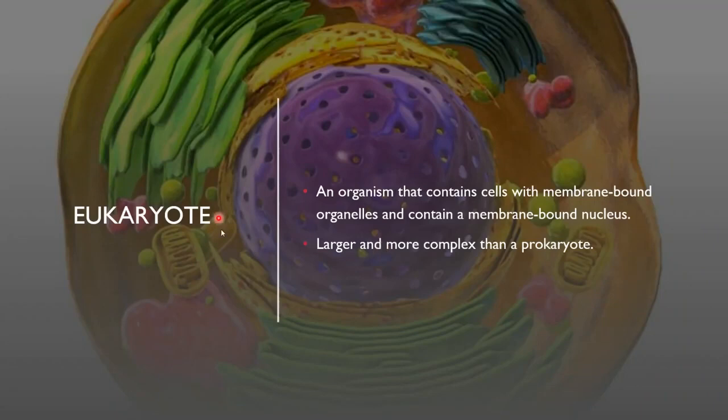The opposite of this is a eukaryote. And in the background here, you can see a large nucleus. U means do. U means do have a nucleus. These are organisms that contain cells with membrane bound organelles and contain a membrane bound nucleus. These are larger and more complex than a prokaryote.